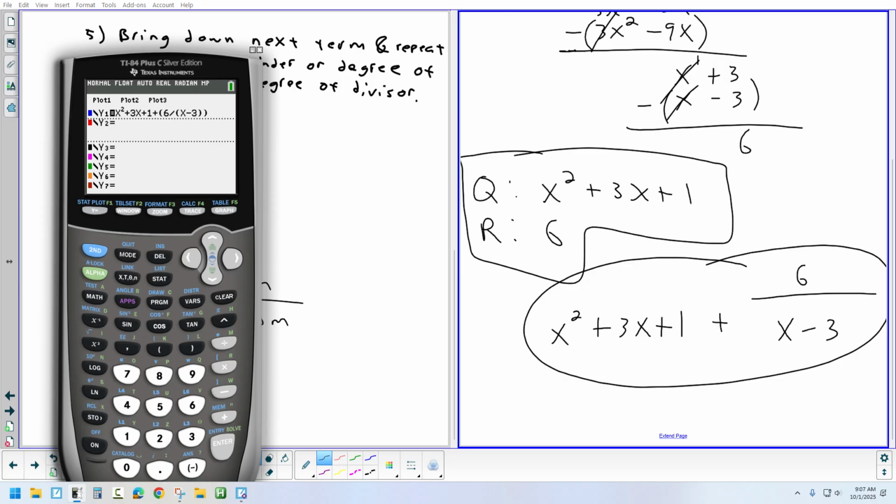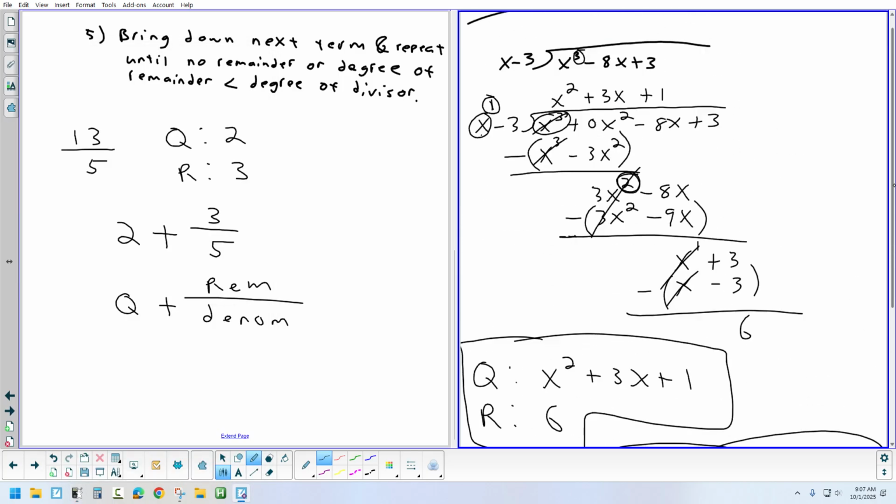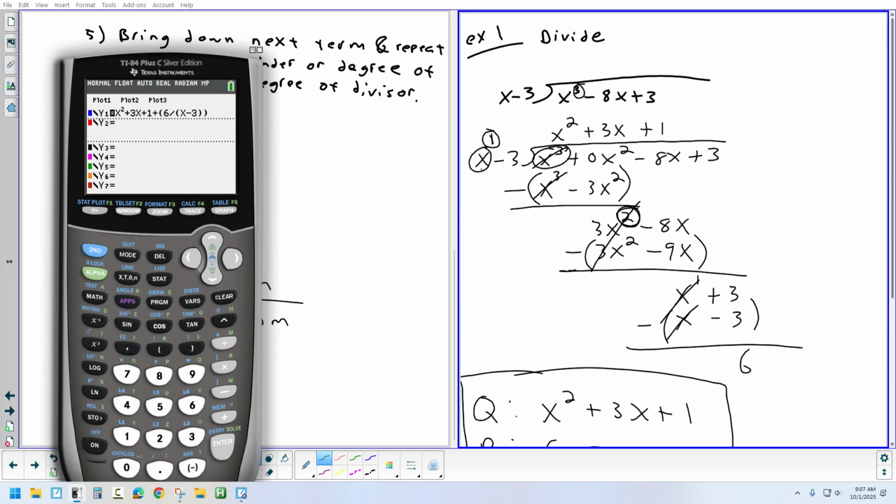Now let's type in what the original question was. So it was x cubed minus 8x plus 3, divided by x minus 3. You don't have to fill in missing terms in the numerator because we're not doing long division here. We're just graphing it. Let's do zoom 6. Okay. So that's our answer to the problem, and here's the original question that they gave us. So the two came out exactly the same, which means we did it right.